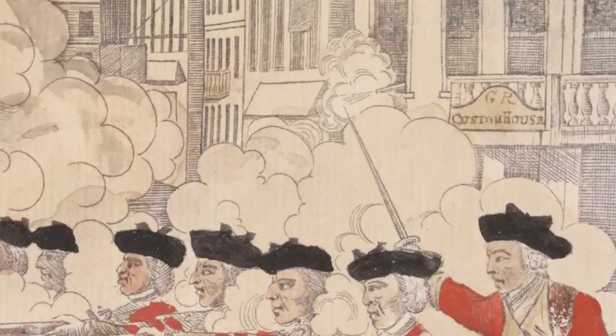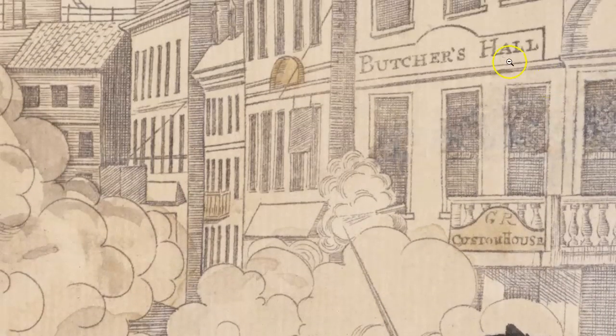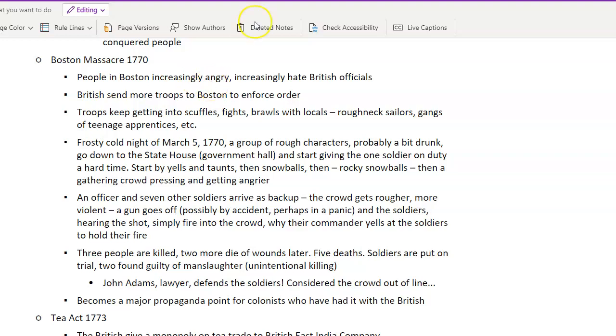Butcher's Hall was a real place. It was a butcher shop, or really a butcher meeting place, behind the square. What's this? There's some sniper in the window up here. According to Paul Revere, there was some guy up in the window popping off and killing colonists from his spot up here. There is absolutely no truth to that. Nobody has ever found any evidence of any such thing. But that doesn't stop Paul Revere. Okay.